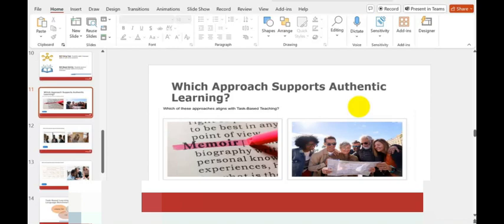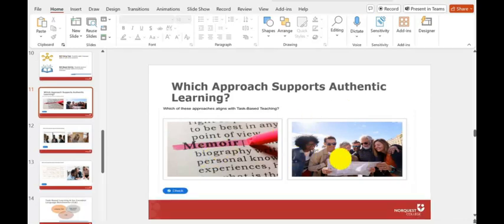Here's our first example. Look at these two pictures. One involves memorizing vocabulary, while the other has students planning a group outing using the target words. Which do you think is more effective for real-world language use?